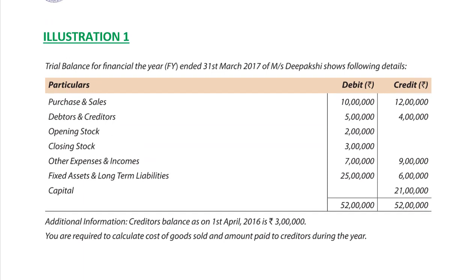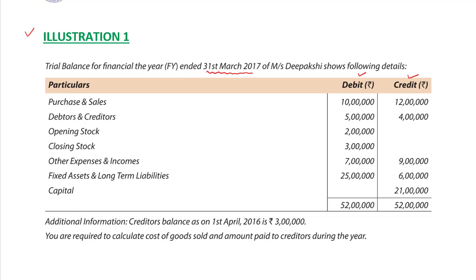Illustration 1. A trial balance is given over here. Trial balance for the financial year ended 31st March 2017 of Messrs. Deep, Deep Dipakshi shows the following details. Particulars, debit information, credit details: purchase and sale. So this debit is purchase and credit is sales. Debtor and creditor, opening stock, closing stock, the other expenses and income, fixed assets and long-term liabilities, and capital.